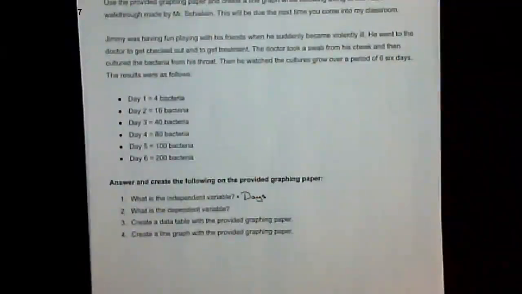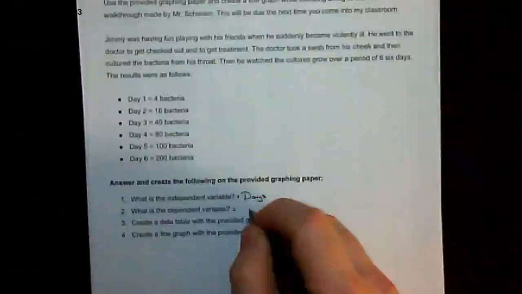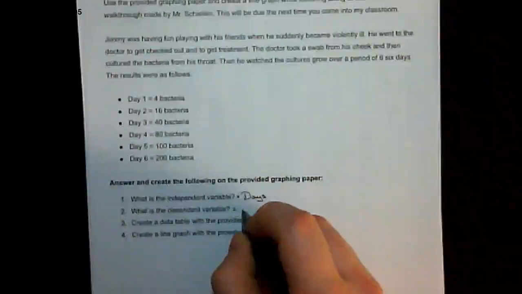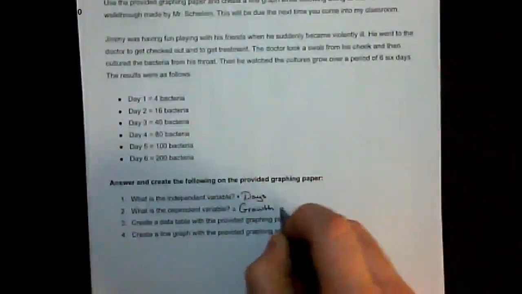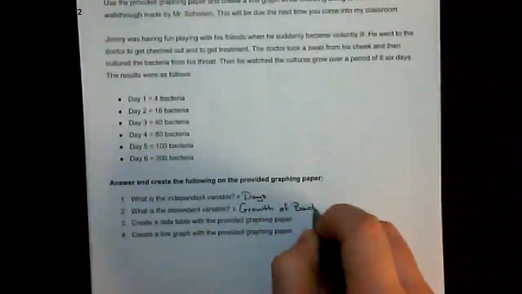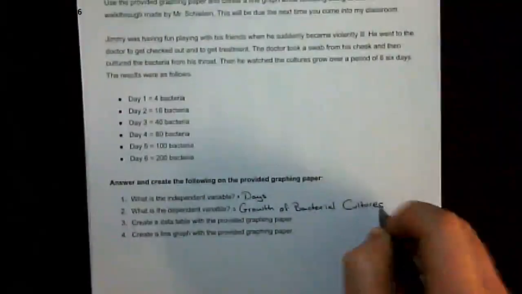All right, what's the dependent variable? Let's look at question number 2. What is the dependent variable? So pause it here, answer this on your own, and then find out the answer after that. Okay, so the dependent variable in this case is going to be the number of bacteria, or we'll say growth of bacterial cultures. That's what we're going to say there. So growth of bacterial cultures.